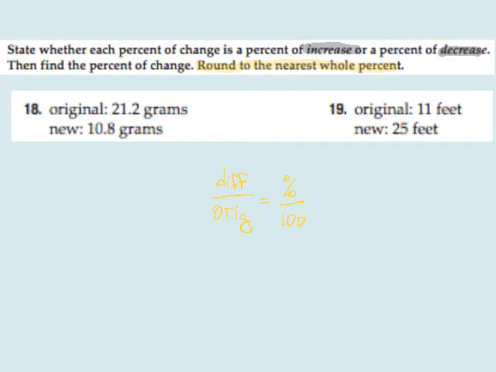Let's start with, well, did this increase or decrease? This one went from 21 down to 10, so it's a decrease. And this one here went from 11 up to 25. It's an increase. Be sure that you label those.